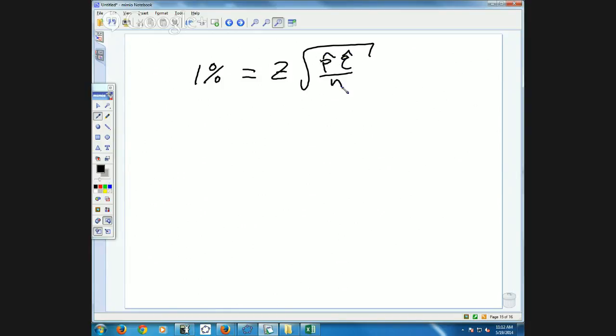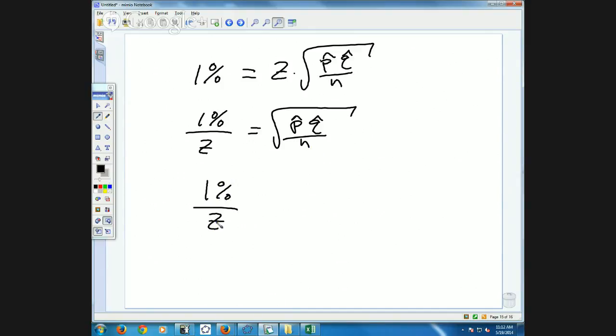So to solve this equation for n, I first need to remove the z, right? You get rid of things outside first. So that means I'm going to have to take my 1% and divide it by z. I want to divide, because z is multiplied on this side. I want to break that bond of multiplication by dividing. Okay, so that gives me on the other side the square root. How do I get rid of square roots? Square both sides. So I'm going to take what I want my margin of error to be over z, and I'm going to square that. Now I have p hat, q hat, over n.